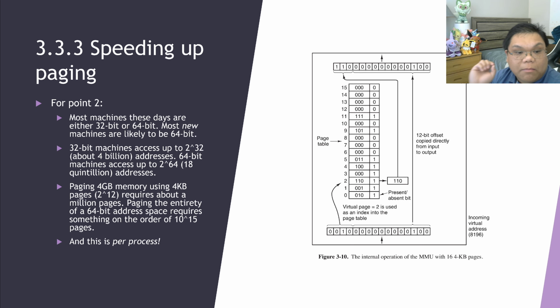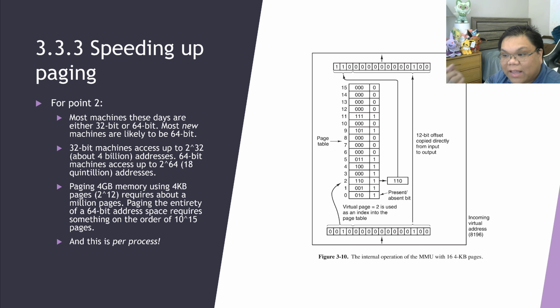For point 2, most machines are either 32-bit or 64-bit. If the machine you're viewing this on was made within the last decade or decade and a half, then there is a good chance that it's going to be 64-bit. There are some 32-bit systems still on the market today, but most systems are probably going to be 64-bit. A 32-bit machine simply means it can access 2 to the 32nd power unique memory addresses. This equates to 4 gigabytes of memory.